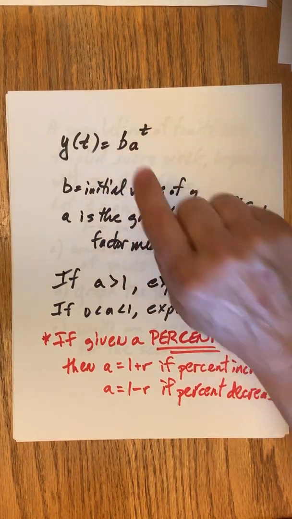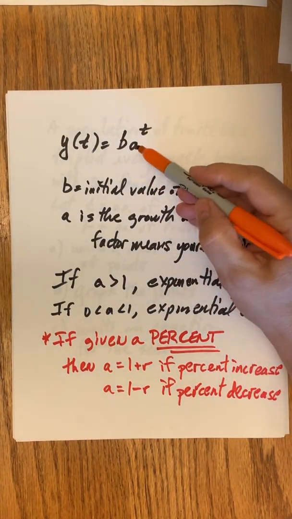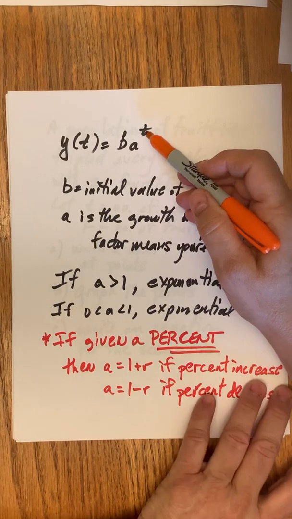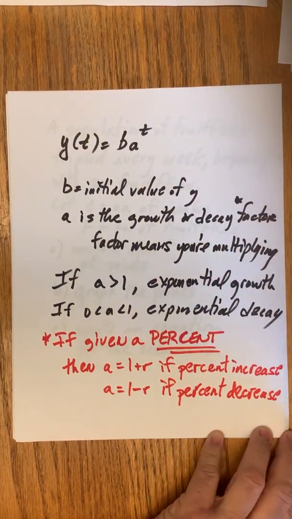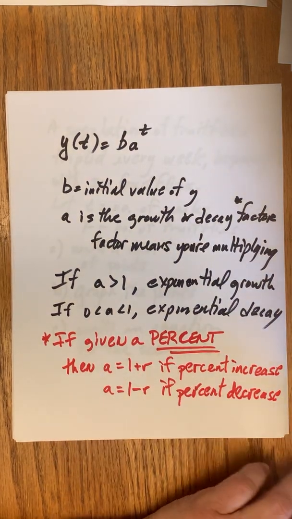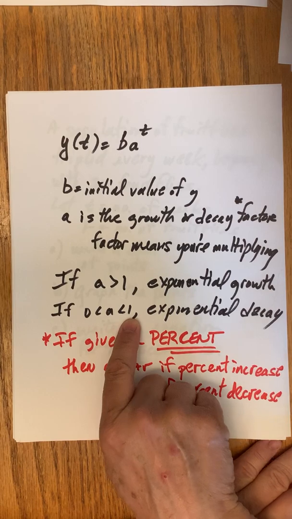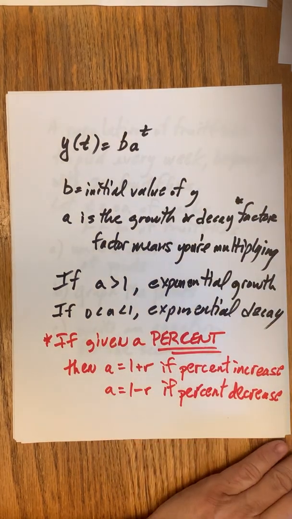And then the B here is just the initial population. And if you notice, this is going to be repeated multiplication through the exponent. Now, of course your base has to be greater than 1, or it has to be a fraction. It can't be 1, and of course it can't be negative.